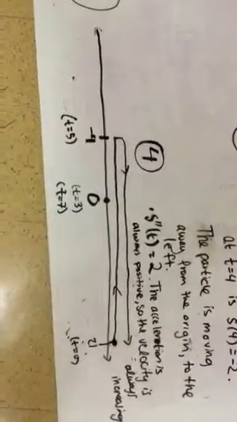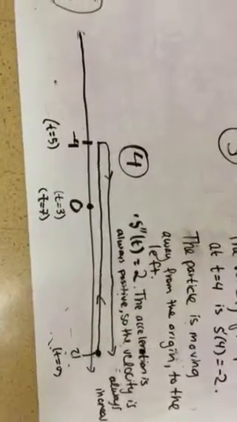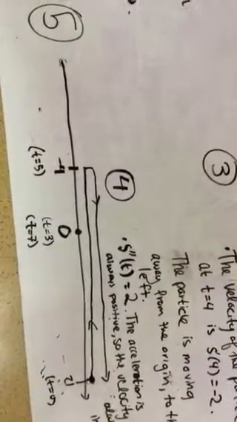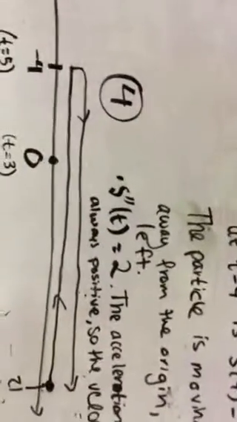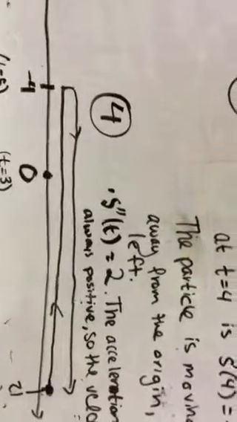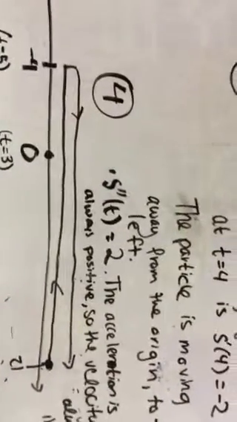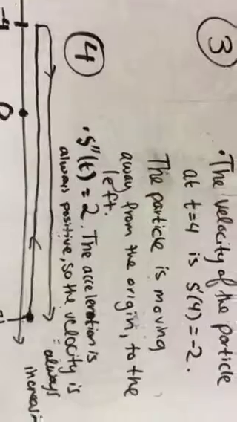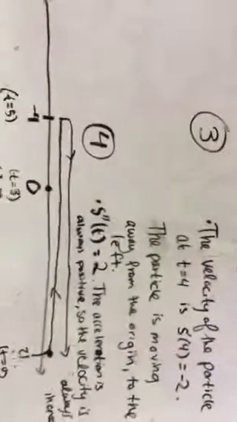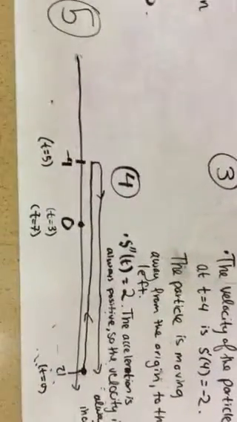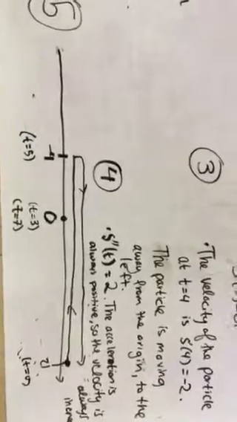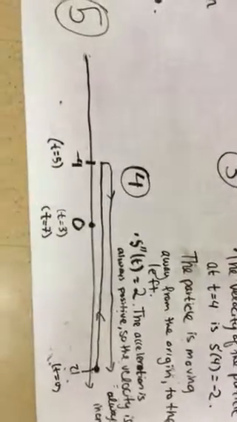Question 4 asks, what is the acceleration of the particle? What does it mean if it's always positive? The acceleration of the particle is the same as the derivative of the velocity function, or the second derivative of the position function, and it is 2. It's a constant. It's always positive because it's always 2. That means that the velocity is always increasing. So even if the velocity can be negative, which it is at certain points, it's always increasing.